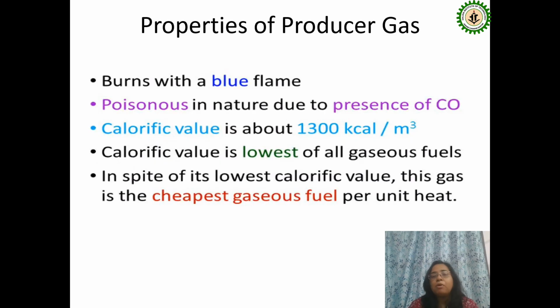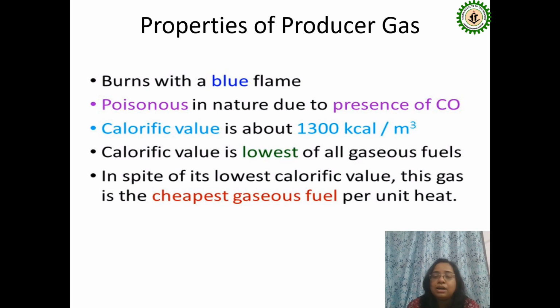So some important properties of producer gas is that it generally burns with a blue flame, and it is considered poisonous in nature because of what? Because of the presence of carbon monoxide. And as discussed earlier also, its calorific value is comparatively lower, around 1300 kilocalorie per meter cube.